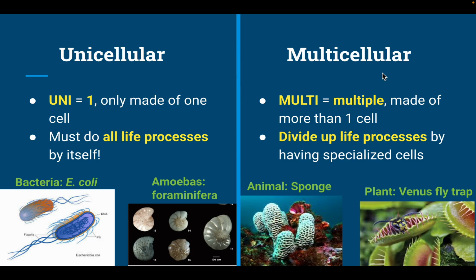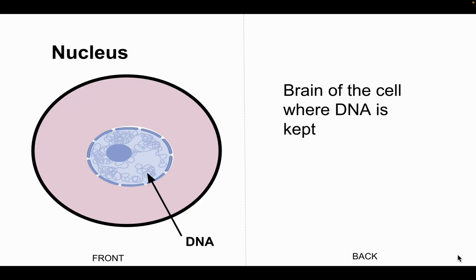Multicellular cells, like the cells in your body. Multi means multiple or many. We're made of more than one cell. And to do all of those life processes, the cells divide up the work. So each specialized cell does different jobs. So these are cells in our body, the cells in a sponge's body, and the cells in plants like this Venus flytrap.